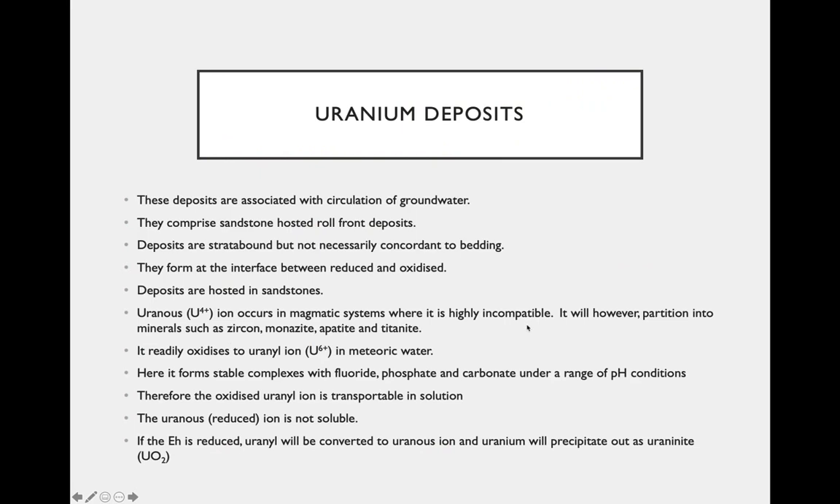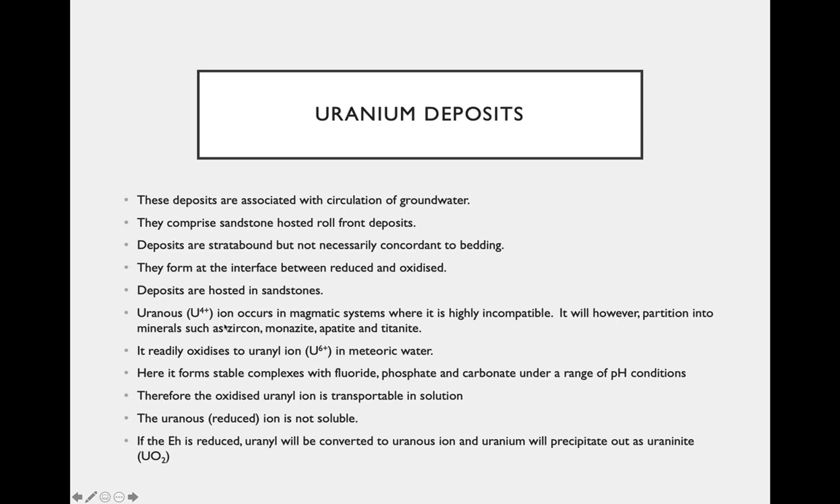Okay, finally, let's talk about uranium deposits. These are more akin to the copper systems. So they carry well in oxidized fluids, and then when they hit a redox front, they deposit out. So we're mostly associated with circulation of groundwater. Groundwater likes to move through things like sandstones because there's lots of pore space. The deposits are strata-bound, but not necessarily concordant to bedding. So they might not have formed at the same time, and we have to have this redox change.